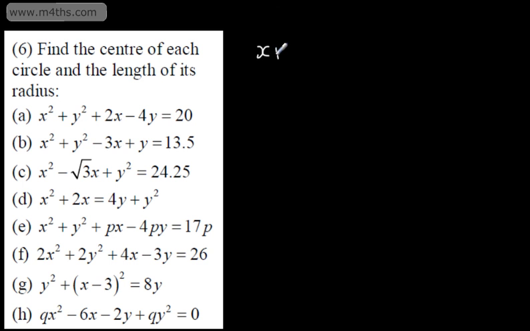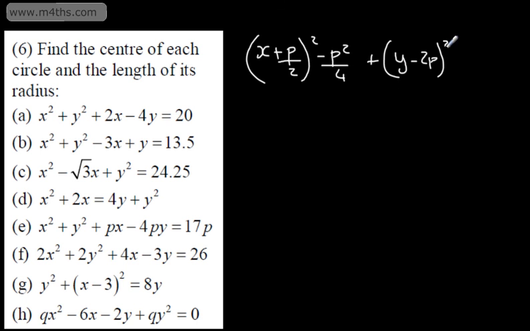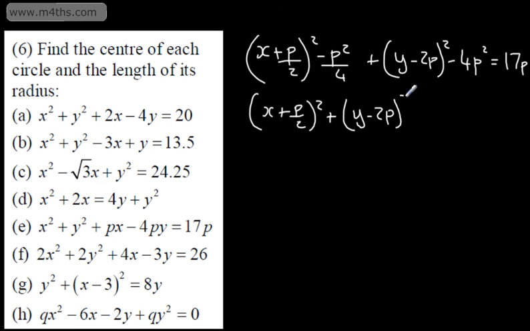So x plus p over 2 all squared minus p squared over 4. Let's now look at this one, and then we're going to have plus y minus 2p all squared minus 4p squared, and that is going to be equal to 17p. Okay, this looks a bit of a mess. So what we're going to have is x plus p over 2 all squared plus y minus 2p all squared is equal to 17p. And then this is going to give us, now what's that going to give us?